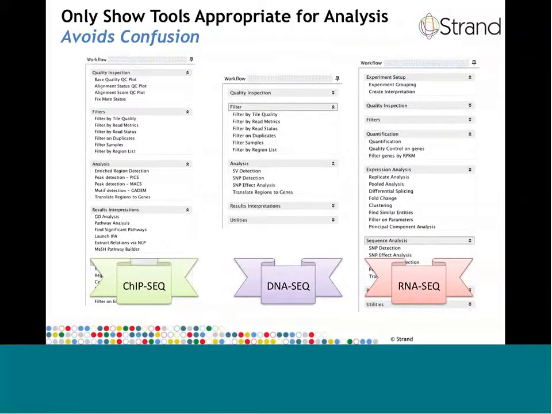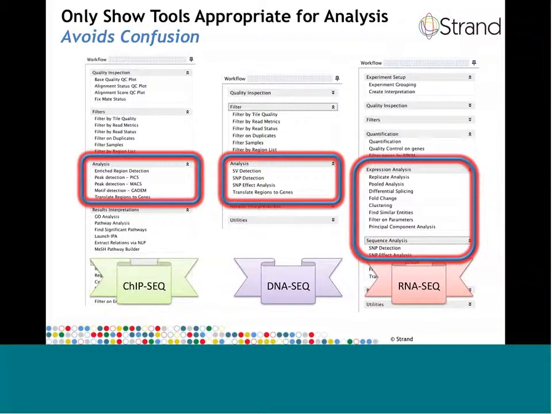Even within the NGS application, the workflow steps at the right-hand side of the application change based on whether you are analyzing ChIP-Seq, DNA-Seq, or RNA-Seq data. So as shown here, the analysis section only shows those workflow steps that are appropriate for the experiment type and does not overly burden you with extra choices that are irrelevant or at least not common.